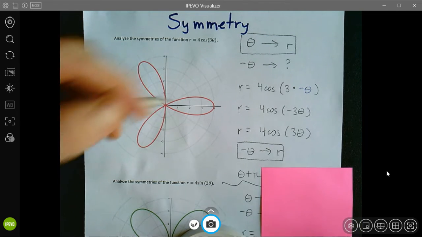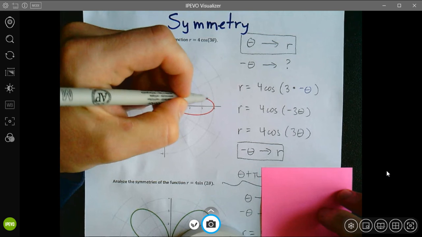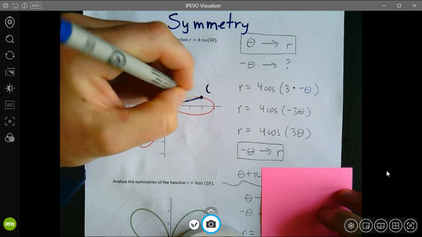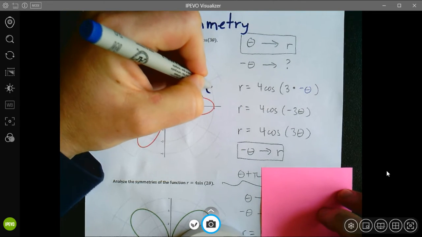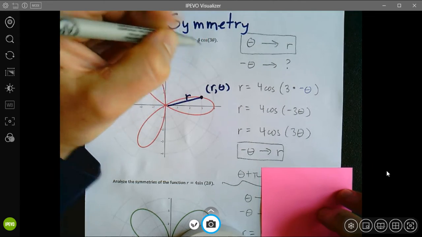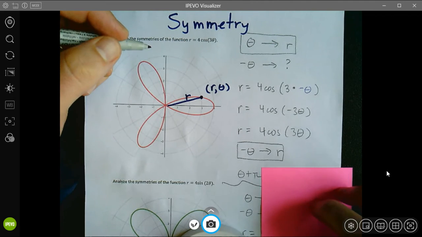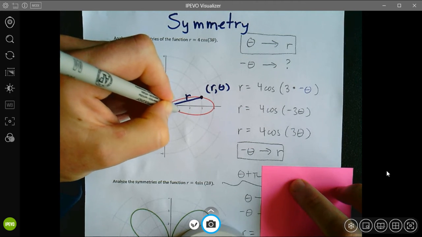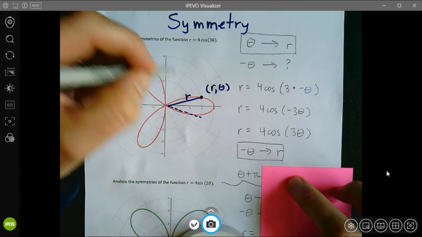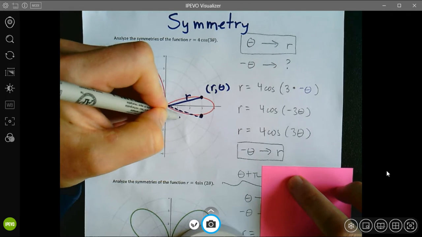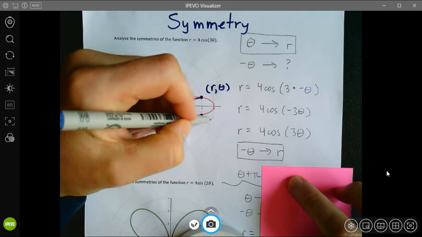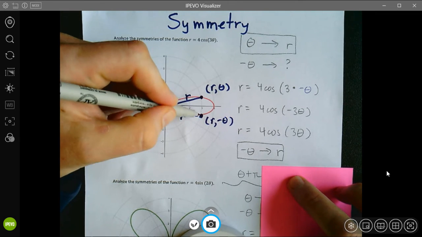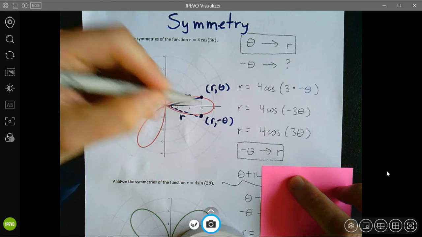All right, now let's connect that to this graph. So if you pick a point, if it's r units from the pole at an angle of theta from the positive x-axis, what this work is showing is that if you do the negative angle corresponding to that, you're also getting that same distance from the pole. All right, so here's the point r, negative theta. So we see that this graph is symmetric with respect to the x-axis.